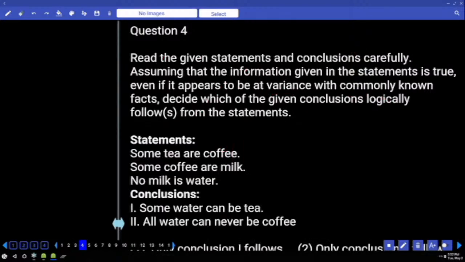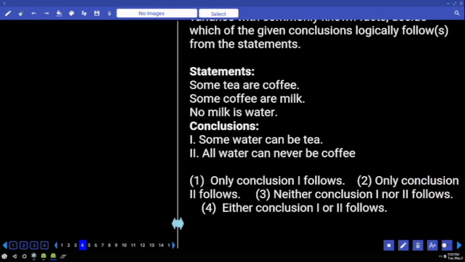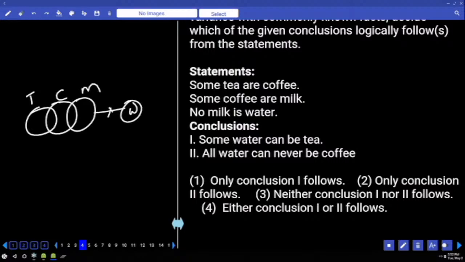Then question number 4. Some tea or coffee can be written like this: tea and coffee. Some coffee or milk, and no milk is water, no intersection between milk and water. And first, some water can be tea. Some water can be tea means can stands for a possibility. Whether some water can be tea or not, yes, it is possible. Can stands for possible.